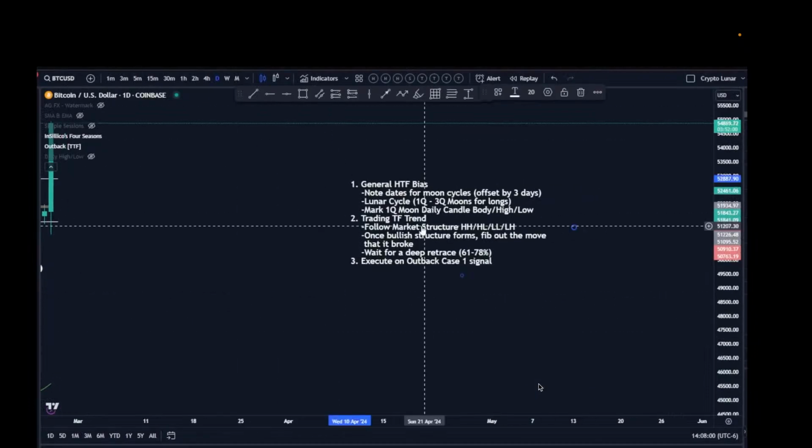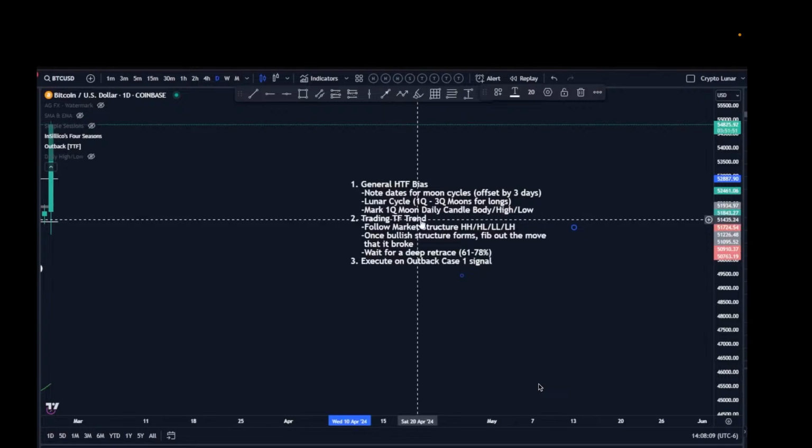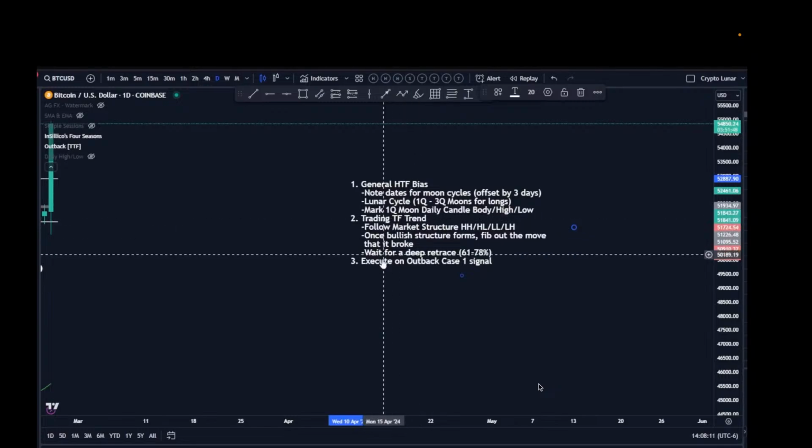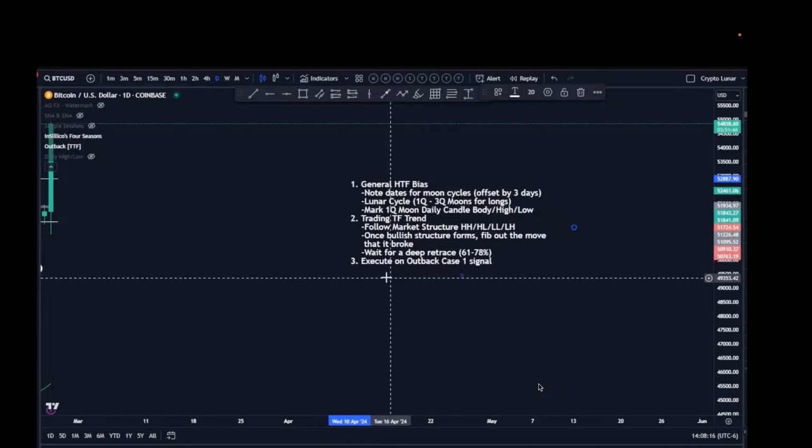In this example, I went over a few scenarios of actually trading Bitcoin on the 5-minute, but we have a general higher time frame bias, and then we have a trading time frame trend, identifying the trend, and then from there we're executing on outback case 1 signal. And so not only will I be doing Bitcoin, and this can work on Forex and this could work on NASDAQ as well. I actually got this data from NASDAQ, but I wanted to try crypto just to try something new, maybe some shock value.